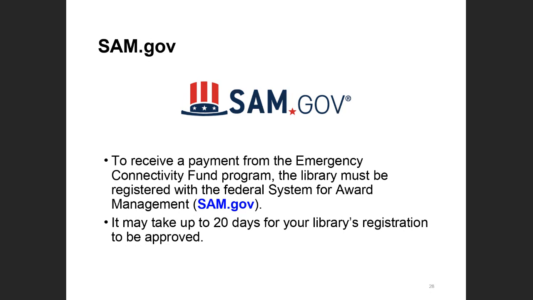You'll need to create your own user account, and then within your profile, you can set up a particular entity. Once you've set up an account with sam.gov, you can use their search feature. The search feature only works if you have a registered account. You can search by the DUNS number to determine if your library is already set up in that system.